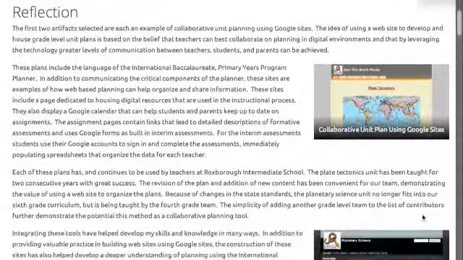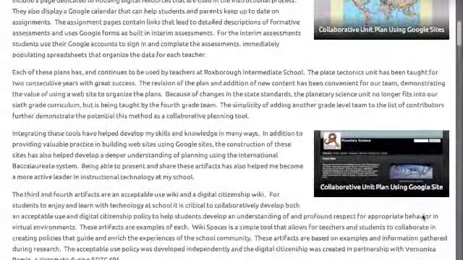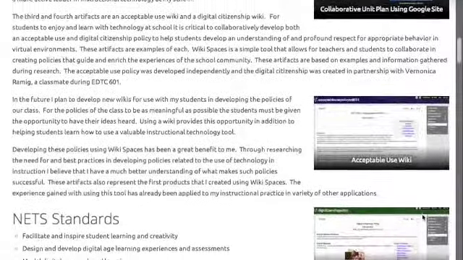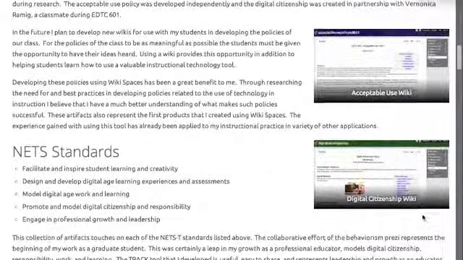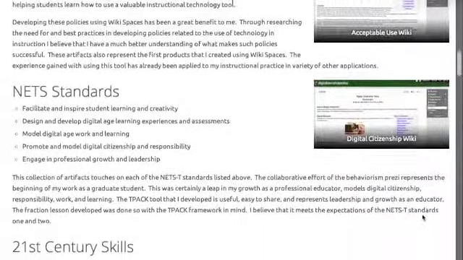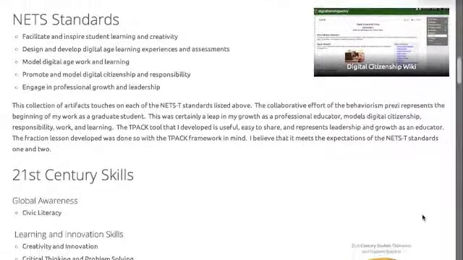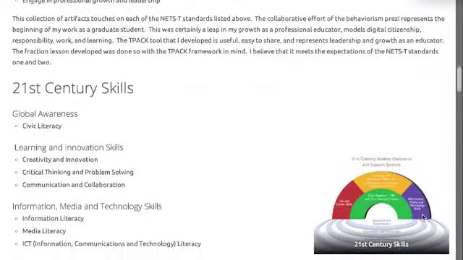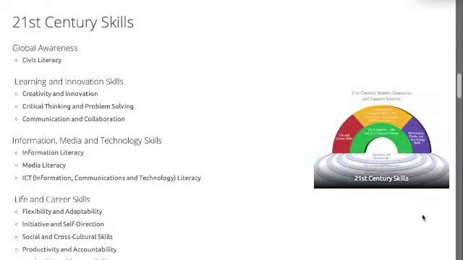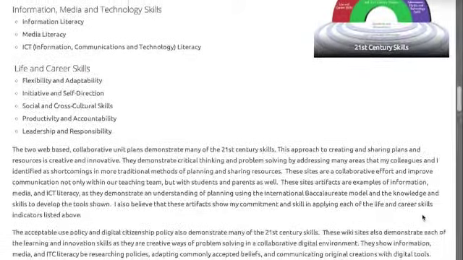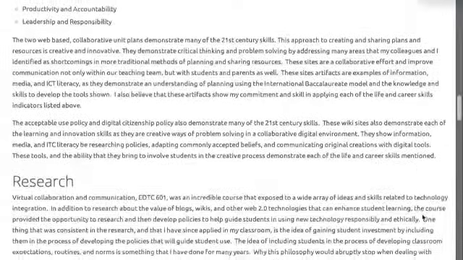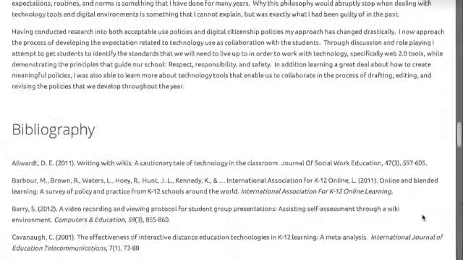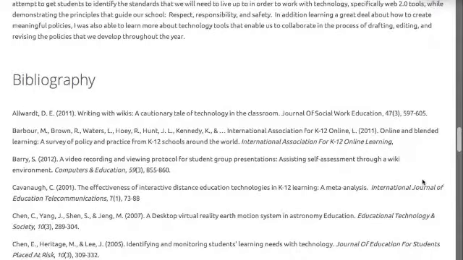Included is my reflection on these artifacts and the standards that I believe they represent and apply toward, what 21st century skills I believe were employed to make them and students employ whenever they're using them, as well as my reflection on research that was conducted throughout the course. The bibliography also states the references that were cited throughout all research and projects during the course.